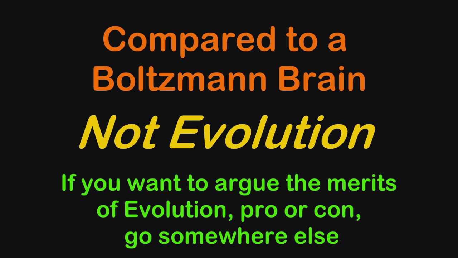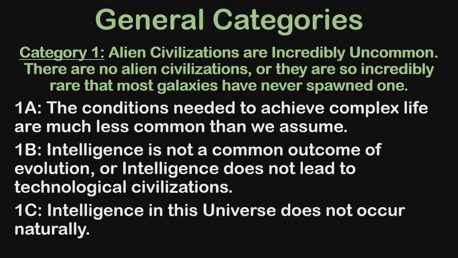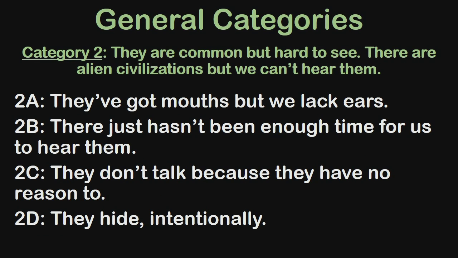So that's Category 1. We don't see aliens because they are incredibly uncommon or don't even exist at all. Category 2. They are common but hard to see. They are alien civilizations, but we cannot hear them. This is where most of the argument about the Fermi Paradox goes on, and where we'll spend most of our time. It's harder to break into subcategories, but here are the major ones.